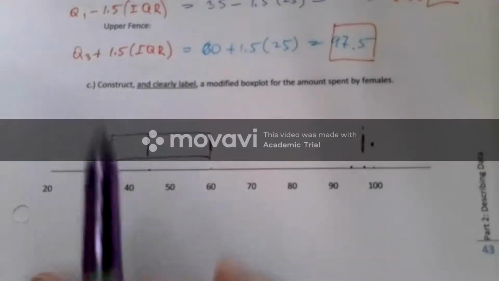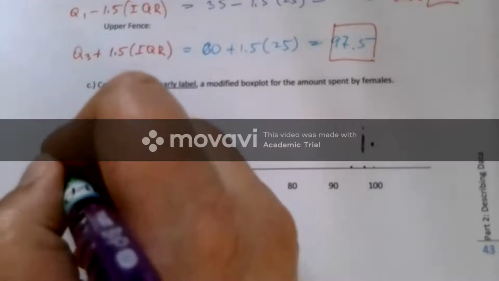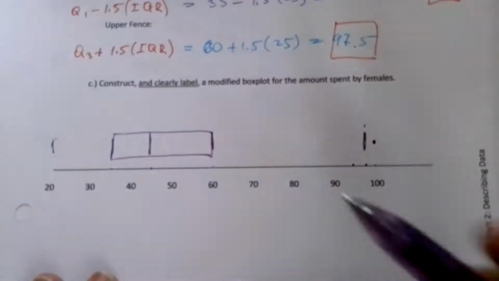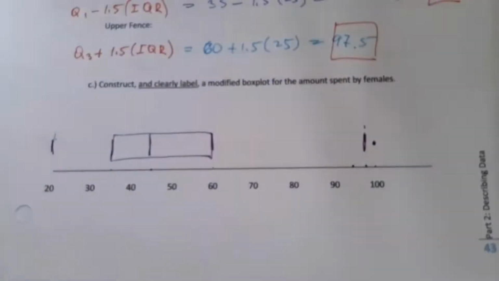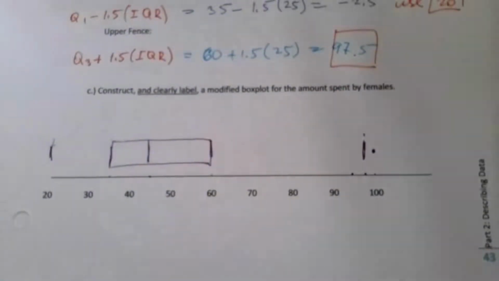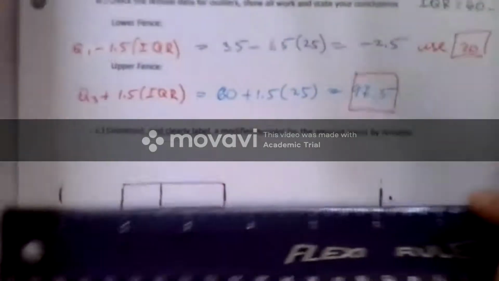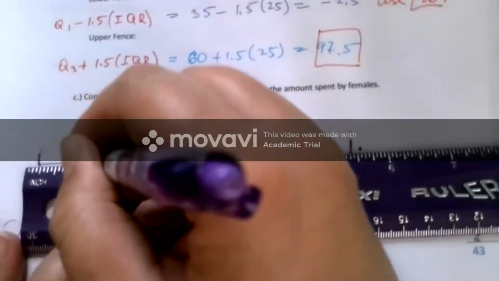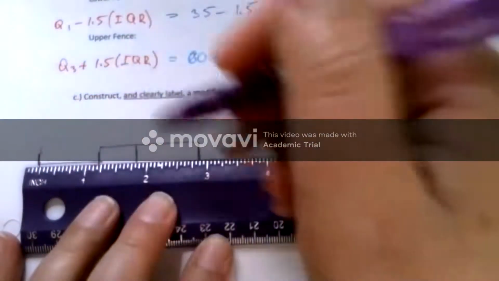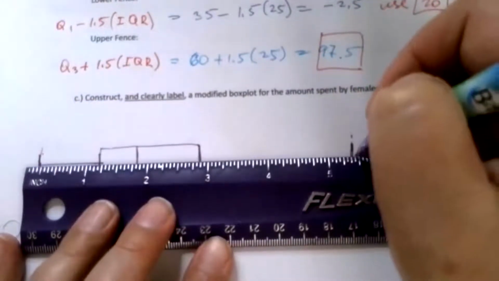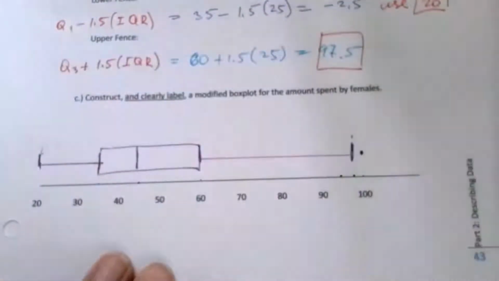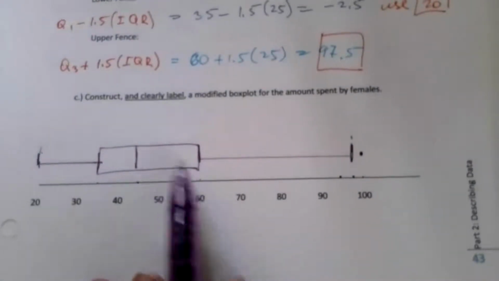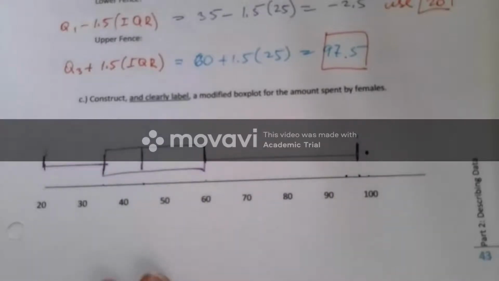Okay, now for the minimum value, we have 20. Well, that's way within the fence because the fence is all the way there on the left side. So we're going to connect our minimum value on the left and our fence value on the right. So there you go. And this shows you that it's skewed data. It's skewed to the right.